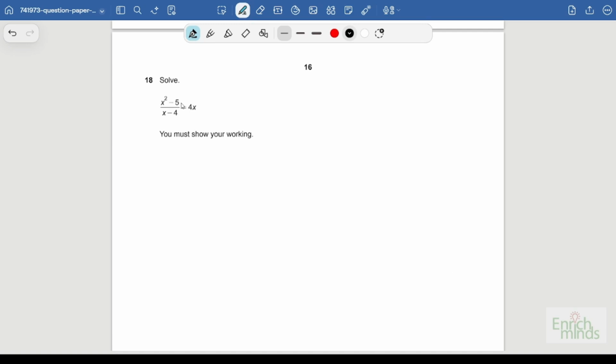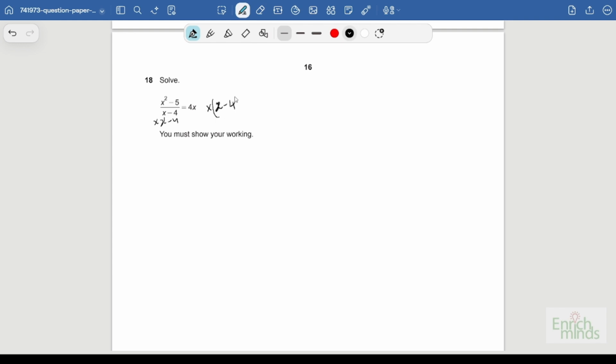Solve x squared minus 5 over x minus 4 equals 4x. You must show your working. So we need to solve this equation to get the value of x. Well, I can first get rid of the denominator here by multiplying it with x minus 4 on both sides.